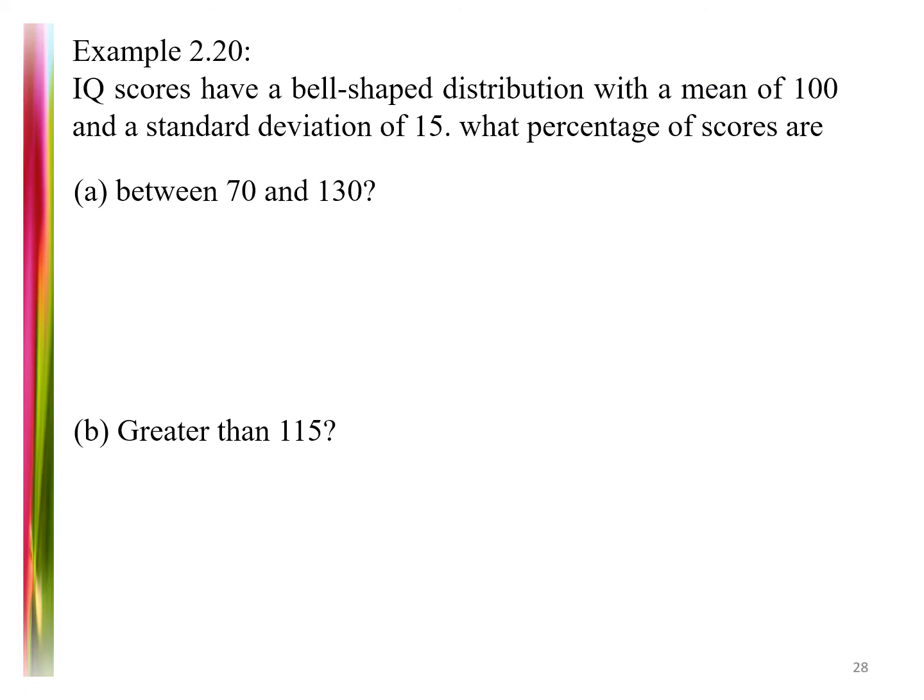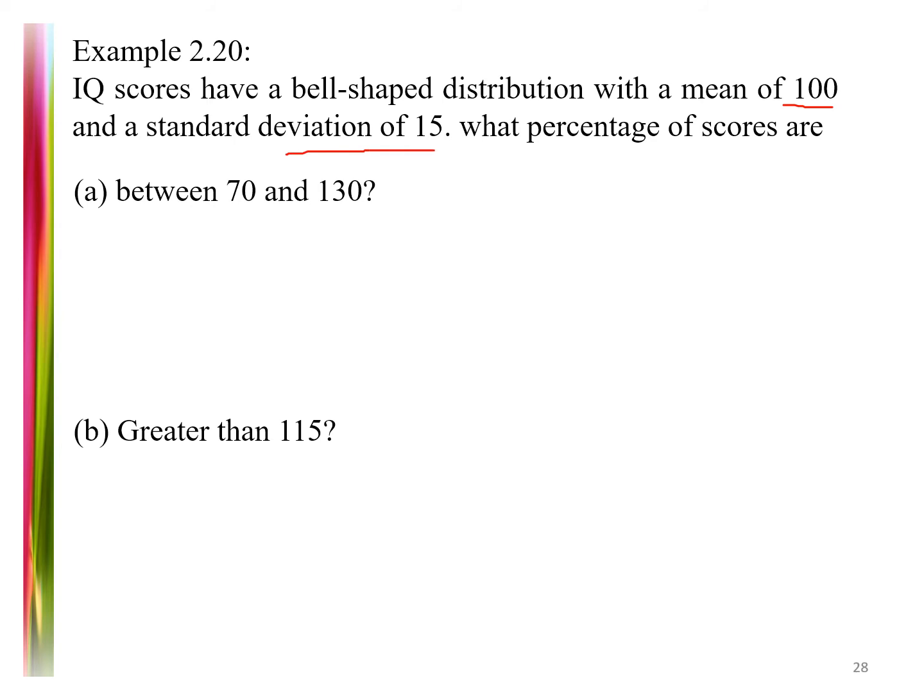Alright, this is another example. IQ scores have a bell-shaped distribution with mean 100 and standard deviation 15. First question: what percentage of the scores are between 70 and 130? In this case, the mean value is 100 and the standard deviation value is 15.